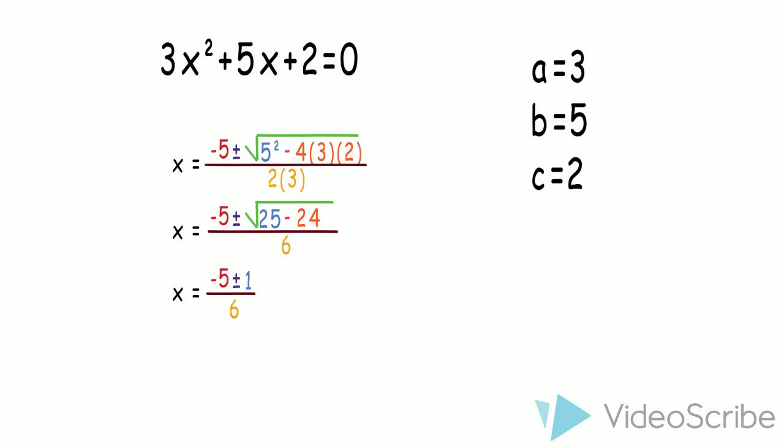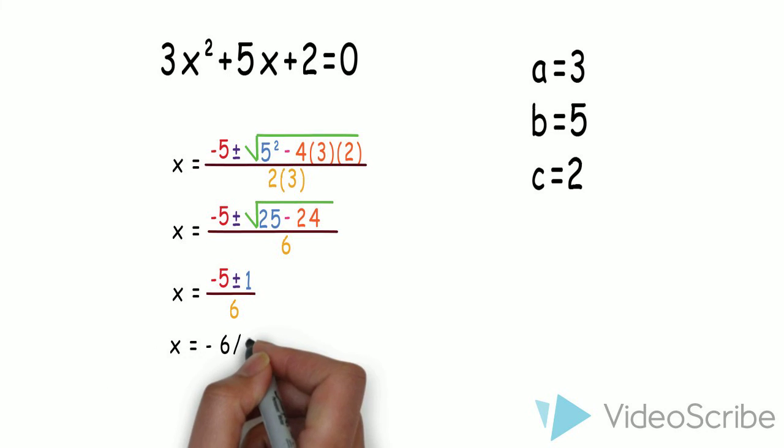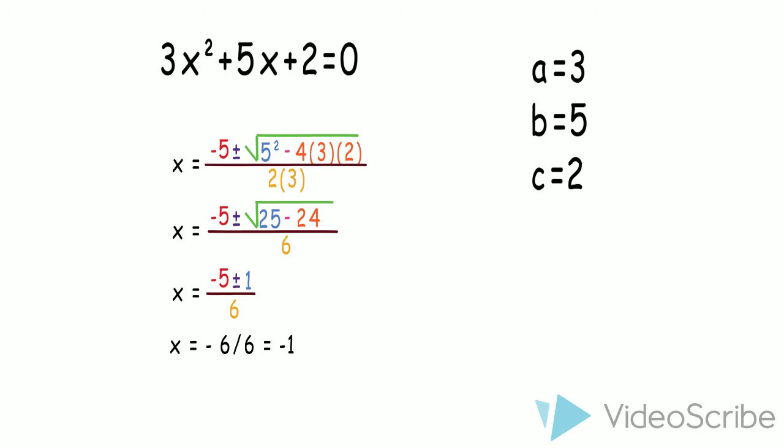What you want to do here is do minus 5 plus 1 divided by 6 and minus 5 minus 1 divided by 6. So you're going to end up with minus 4 divided by 6, which simplifies to negative 2 over 3, and minus 6 divided by 6, which gives you minus 1. Your answers will end up to be x equals negative 1 and x equals negative 2 over 3.